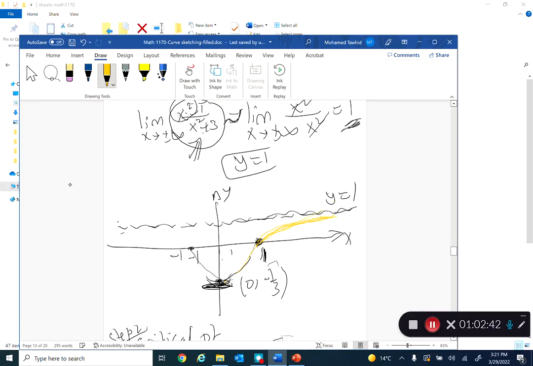Look what you have, y equals 1 is a horizontal asymptote, which means your graph never crosses or touches y equals 1. So that is the yellow one. And before 1 here, it's also concave down. So here, look what you have. I'm just graphing like this. This one is concave down, and this one here is concave down.